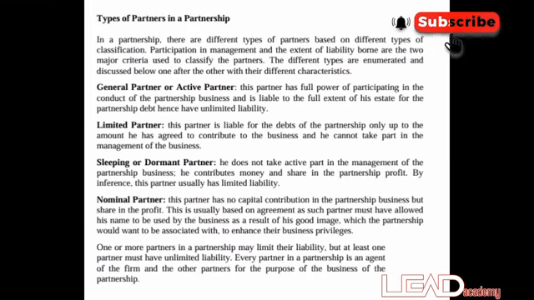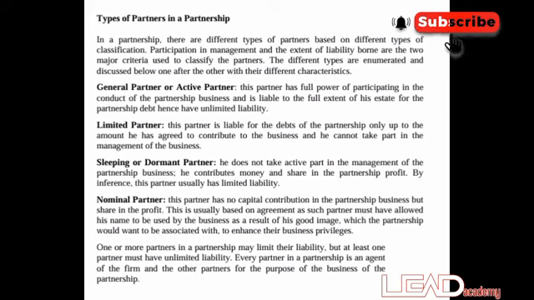Now, we have types of partners. First is the general partner, we have the limited partner, we have the sleeping or dormant partner, we have the nominal partner, as we have seen in our text. So the general partner is an active partner that participates in the day-to-day operation of the business. They are the ones that make sure of the managerial activity of the business, they are in charge of it.